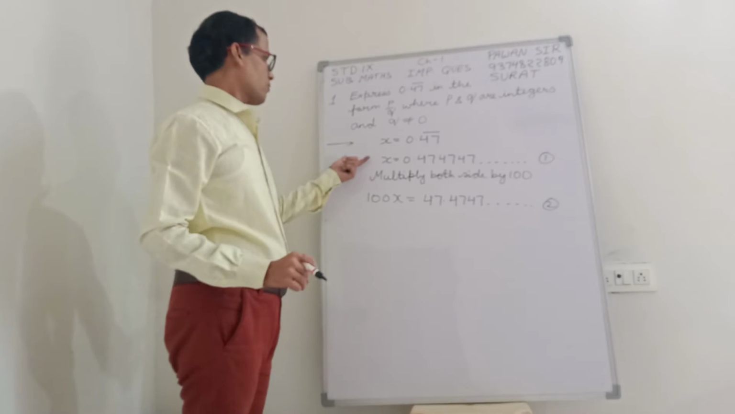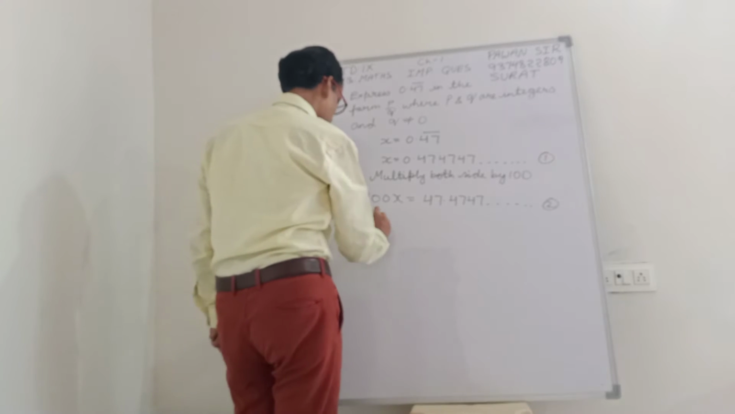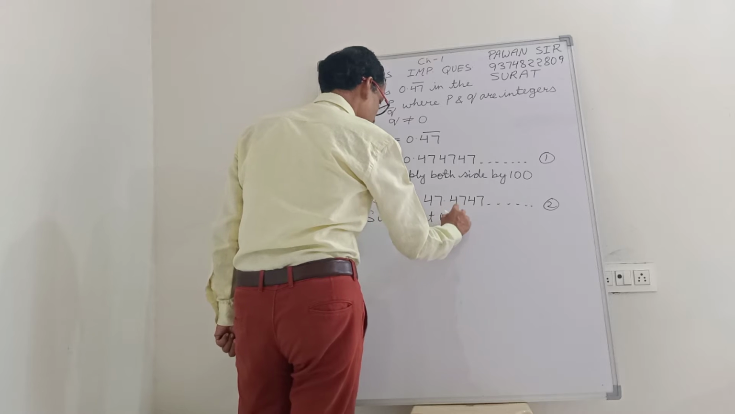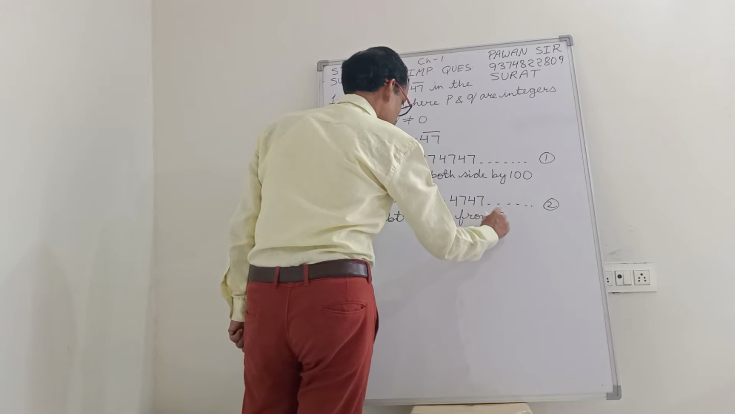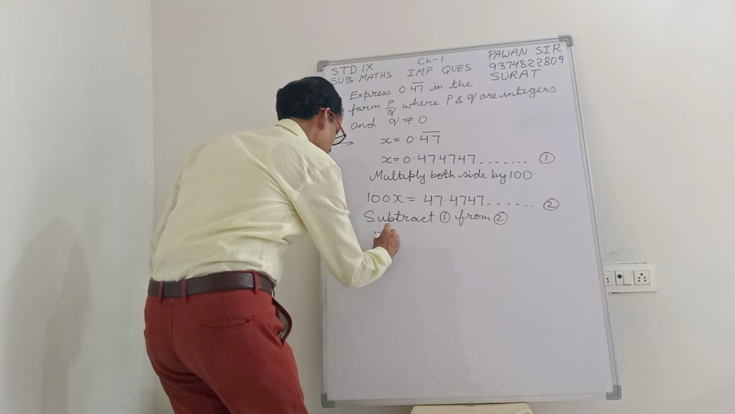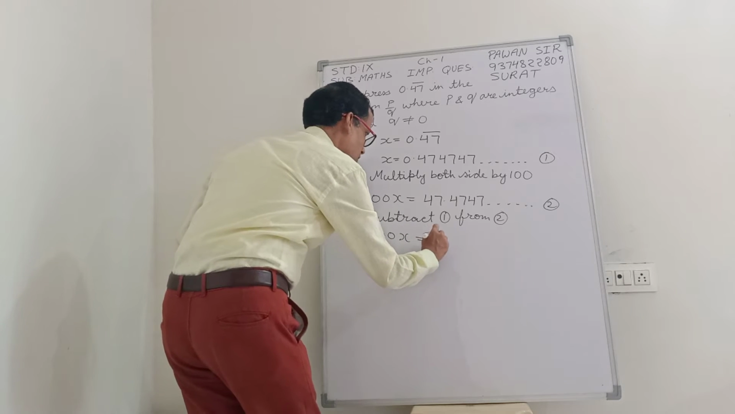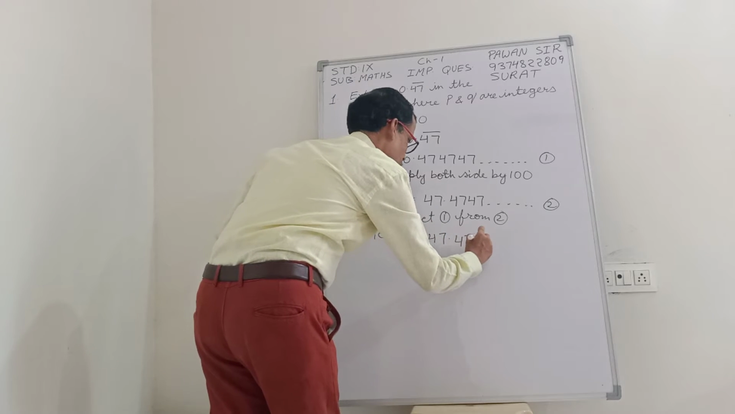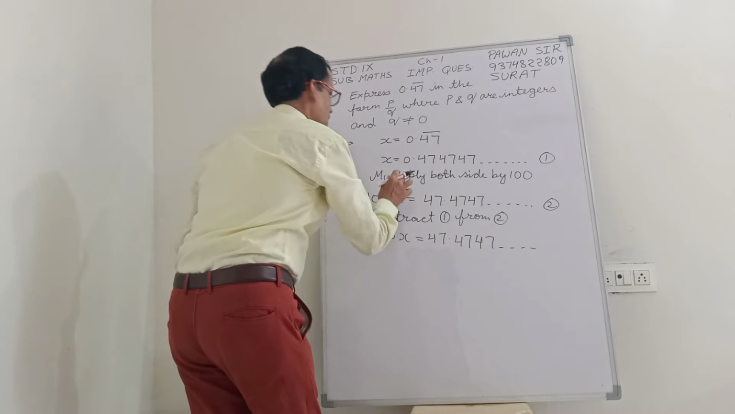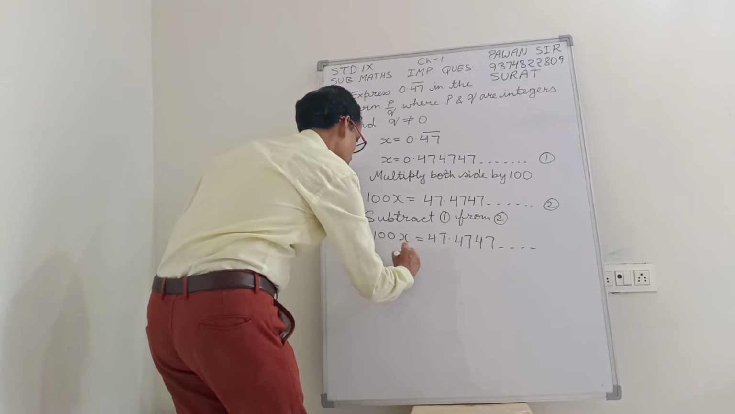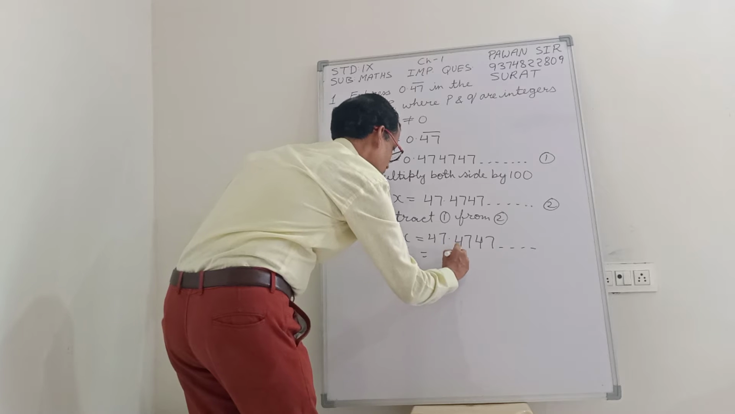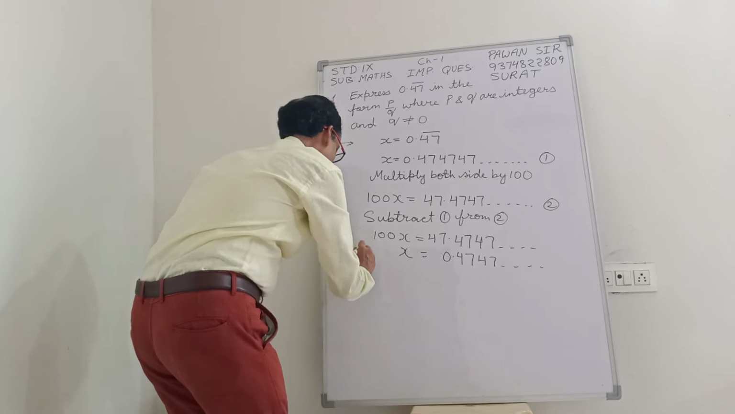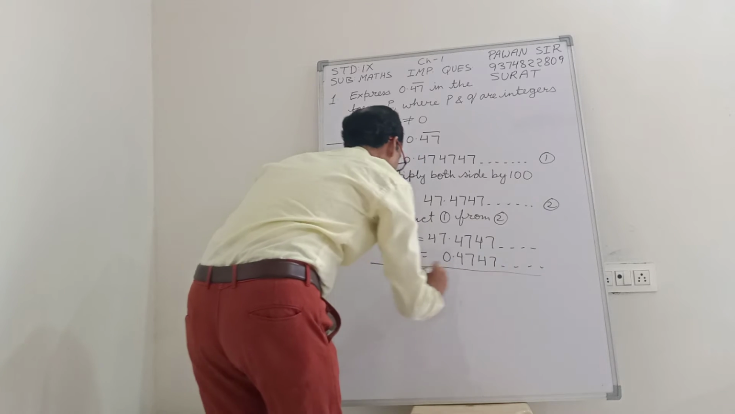Now we have to subtract 1 from 2. So what we get? Our second equation is 100x equal to 47.47 and so on, and the first equation is x equal to 0.4747 and this will continue. Now we have to subtract these two. On subtracting, what we get?